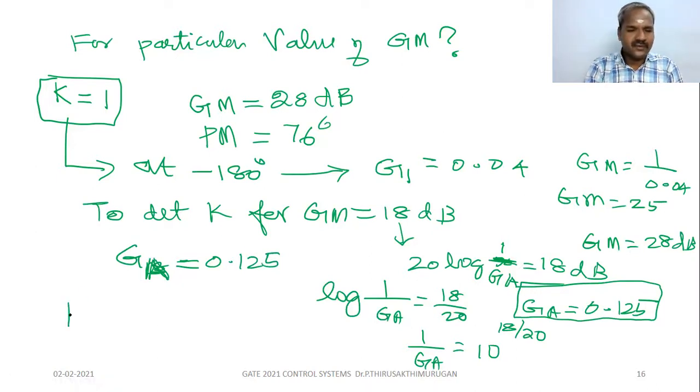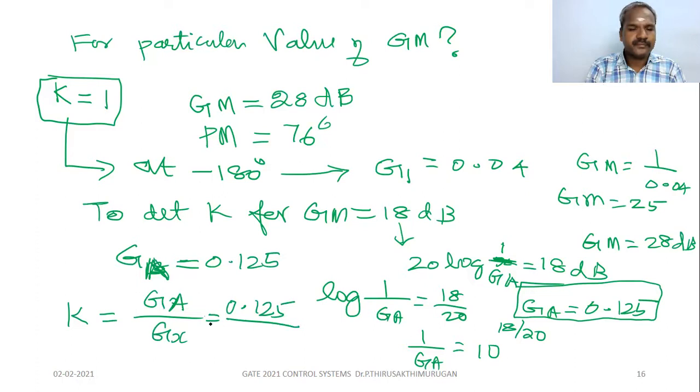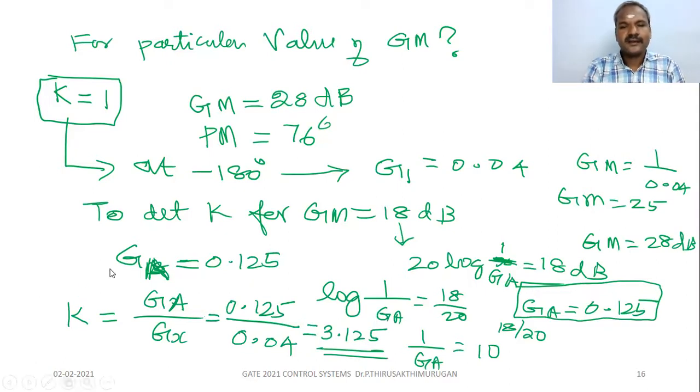So what is the K value? K equals GA divided by GX. What is GA by GX? 0.125 divided by 0.04, right? So you will be getting 3.125. So this is the K value for the gain margin of 18 dB, right?